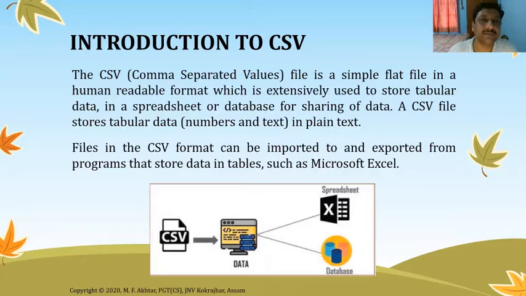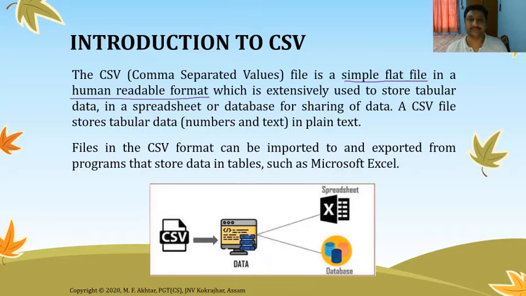See, the CSV, comma separated values file, is a simple flat file in a human readable format, which is extensively used to store tabular data in a spreadsheet or database for sharing of data. Human readable format means that it is a text file. It is not a binary file. Tabular data means the data which can be stored in a tabular format.